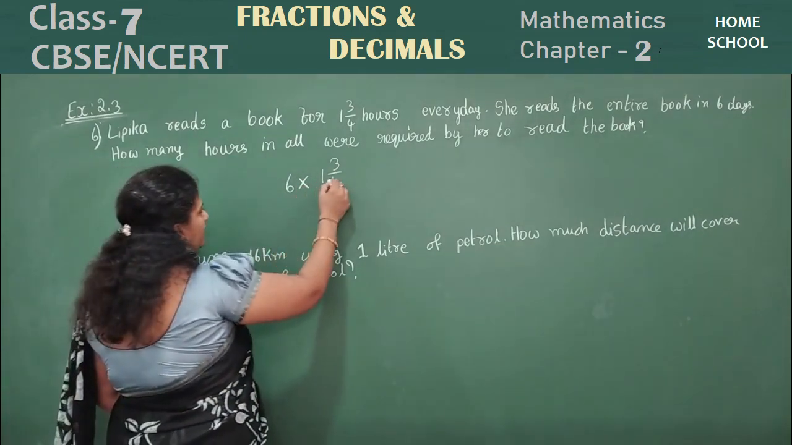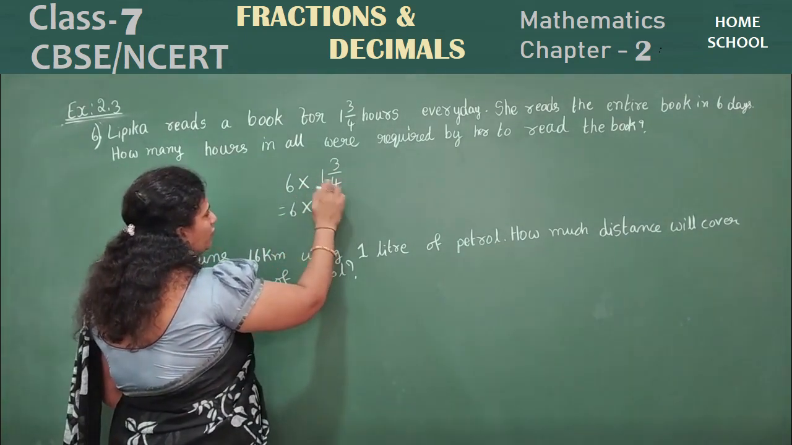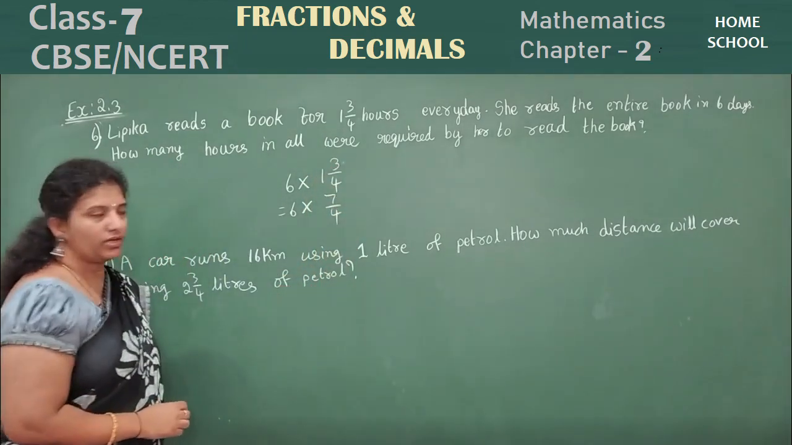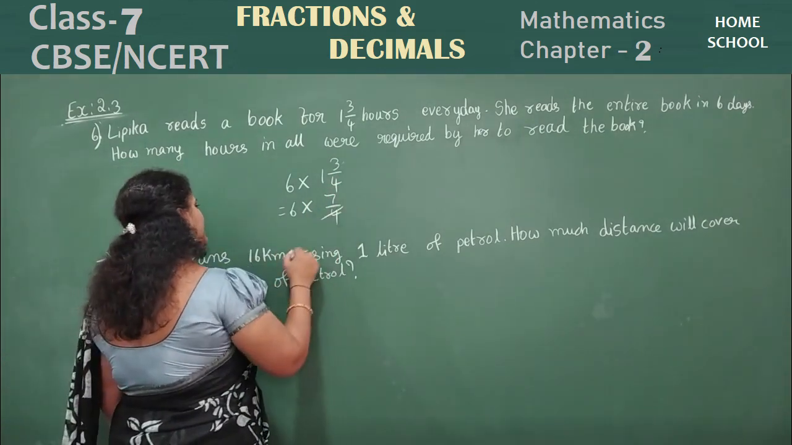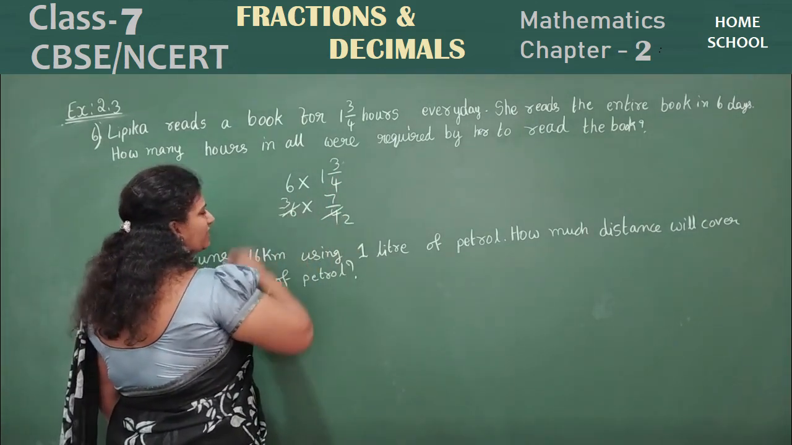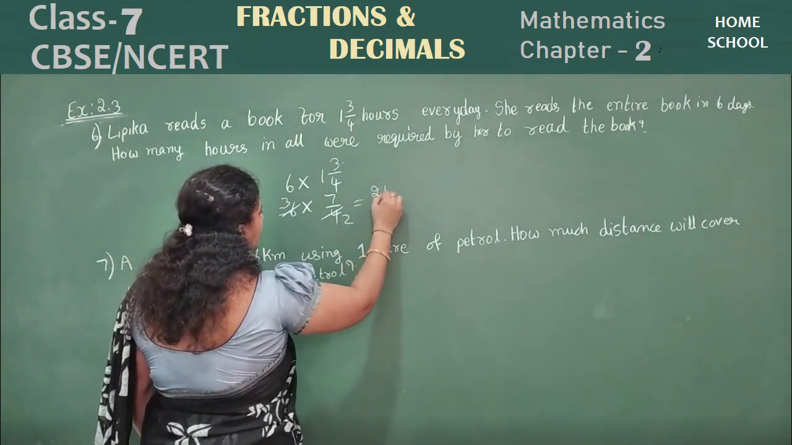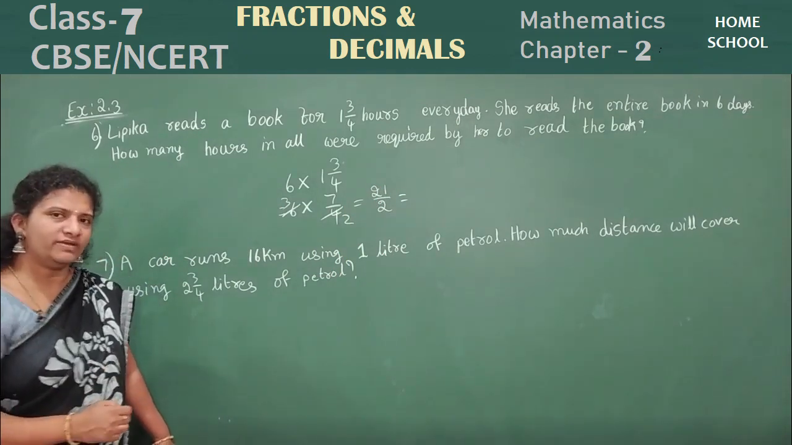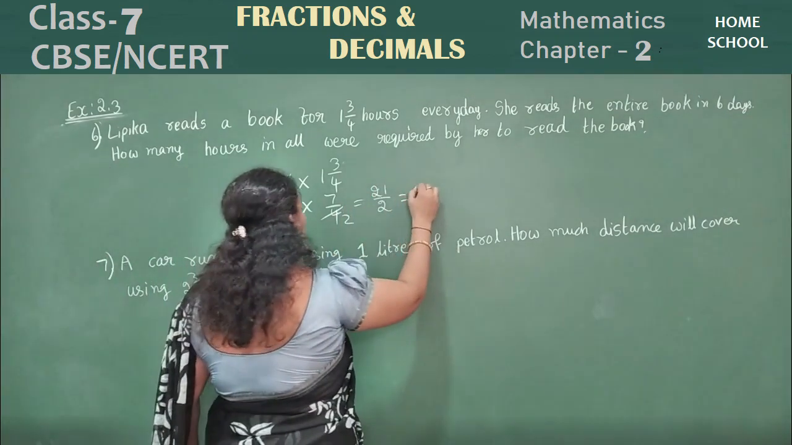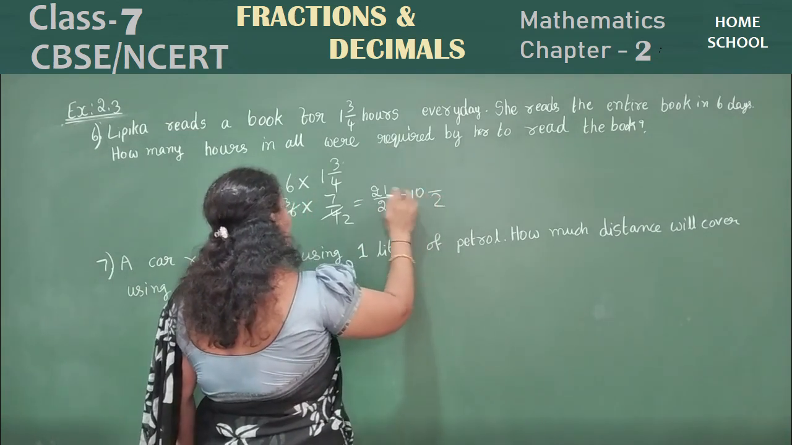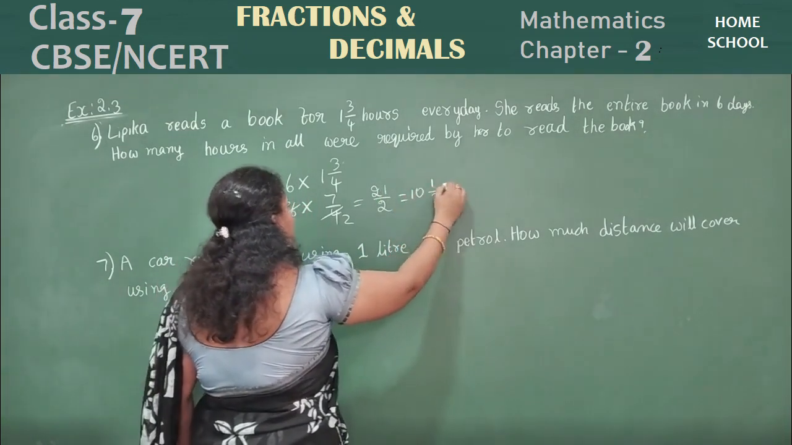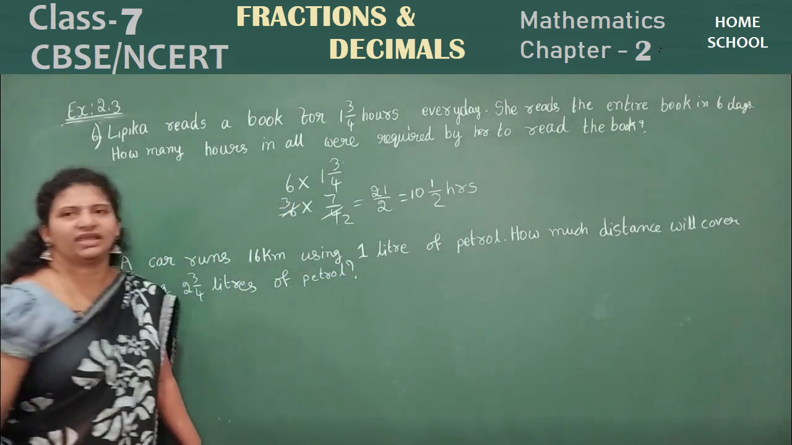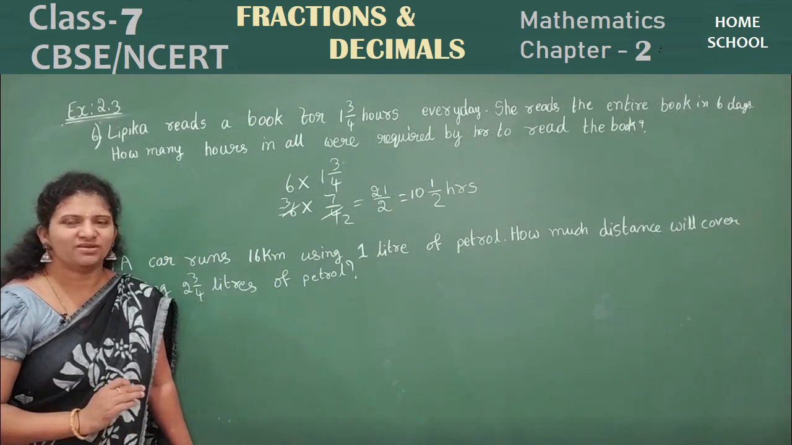Okay, so now convert this mixed fraction. 4 ones are 4, 4 plus 3, 7/4. Okay, if you want to cancel, you can cancel here, children. 2 2s are 2 3s are 7 3s are 21/2. So 21/2 again you can convert into mixed fraction. That will be 2 10s are 20. 21 minus 20 will be 1. 10 1/2 hours Lipika has taken to complete reading this book.